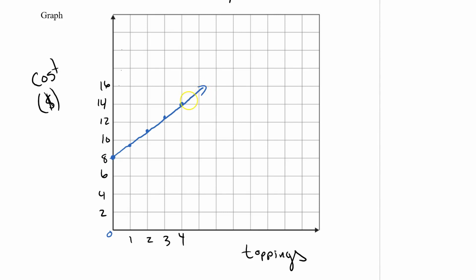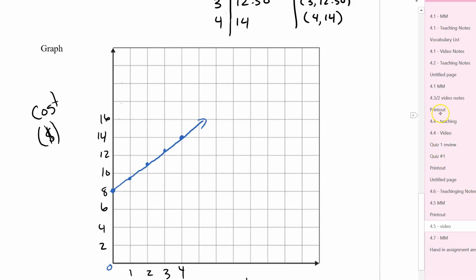But truly, this is discrete data, right? Like I can't buy half or a quarter of a topping. I have to buy 1 topping or 2 toppings or no toppings or 10 toppings, or they have to all be in whole numbers. So this line, the connection of the dots, truly is just to show the trend there. Now I just want you to pay attention to your previous notes.